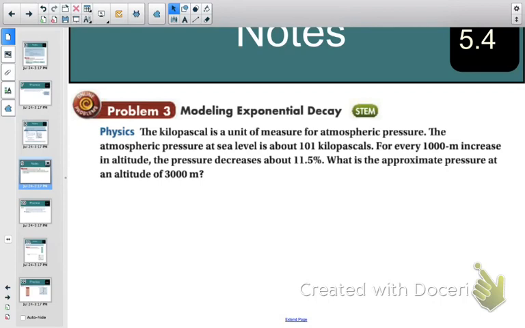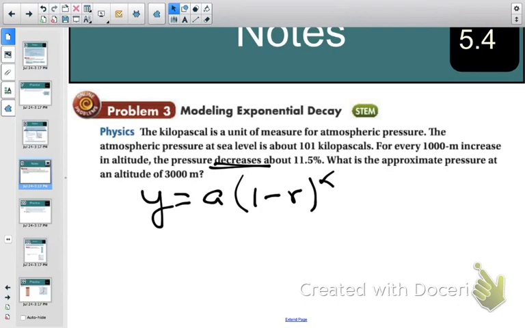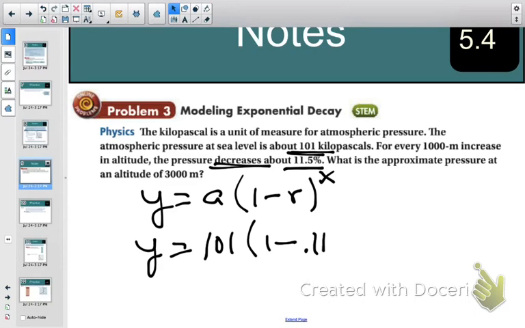So we need to write the formula first. Let me just rewrite the formula. y equals a times (1 minus r), because it's decreasing, to the x. That's an x, most definitely an x. Okay, and we're starting at our initial value, which is sea level, 101 kilopascals. 1 minus 11.5%, again, needs to be a decimal, so 0.115, to the x. In this case, our x is going to be, well, we're going up 3,000, but 3,000 is not going to be the x because we're going by every 1,000 meters. So I'm going to plug in 3, because there's 3 sets of 1,000 there.